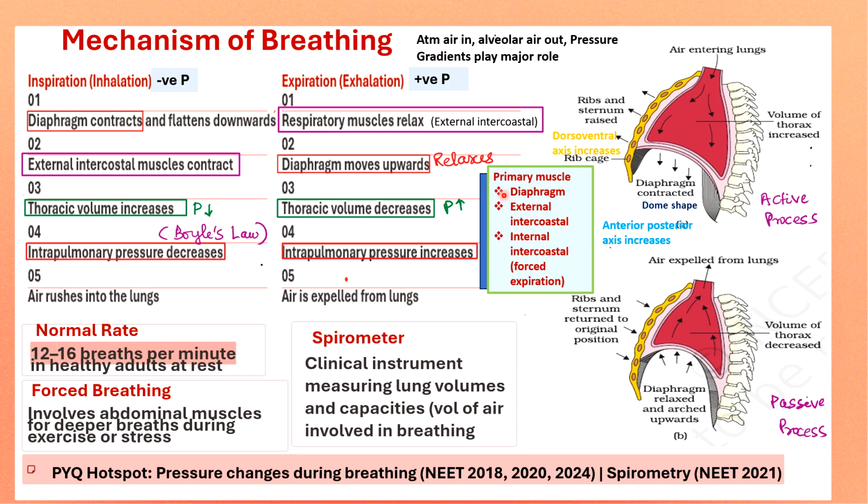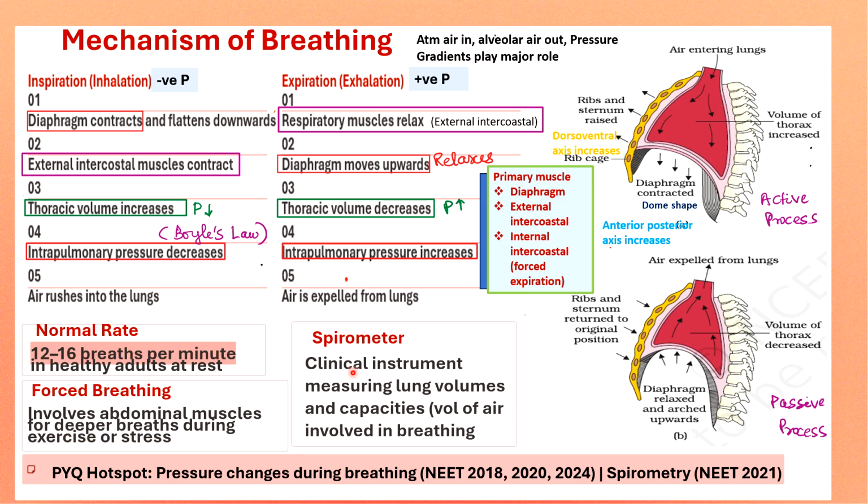The diaphragm contracts in inspiration and relaxes in expiration. The external intercostal muscles contract in inspiration and relax in expiration. Also, in forced expiration, the internal intercostal muscles play a role. There are some facts about breathing. The normal rate of breathing is 12 to 16 breaths per minute. It's data which you need to remember. Forced breathing also involves abdominal muscles for deeper breaths during exercise or stress conditions.